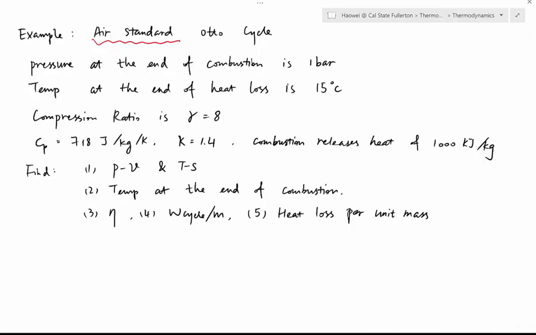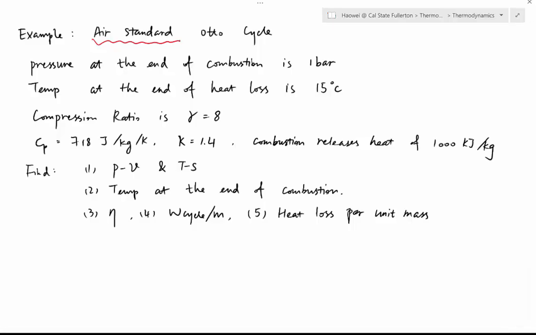In reality, it's not air. It's a mixture of a lot of different gases like CO2, CO, H2O. But if you see the word air standard, that means we assume the gas inside the cylinder is just air. So you can use air properties. And also because it is air, you can treat it as an ideal gas.